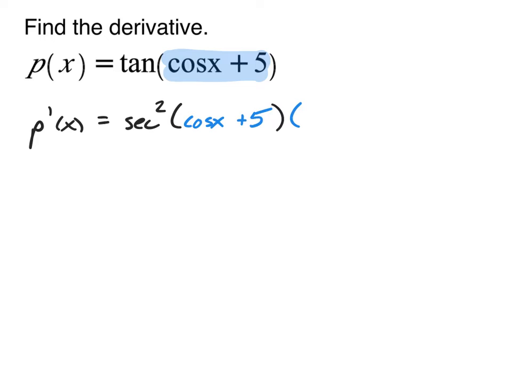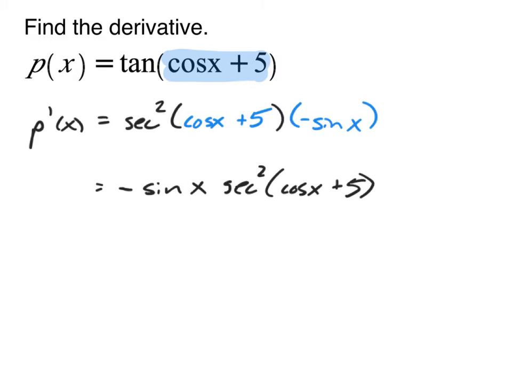So the derivative of the cosine of x is going to be negative sine of x. And the derivative of the 5 is 0, so that's my whole derivative right there. If you want to clean it up, you could, but the only cleanup we can do in this case would be writing it as negative sine x, and then the secant squared of the cosine plus 5. That'd be about all you could do simplification-wise.